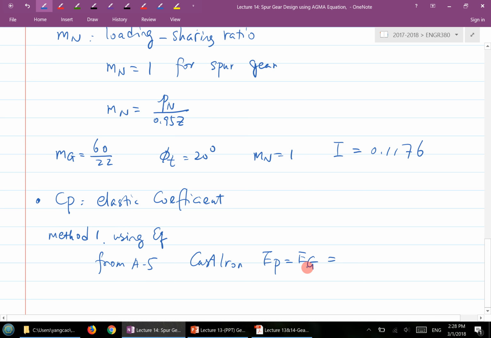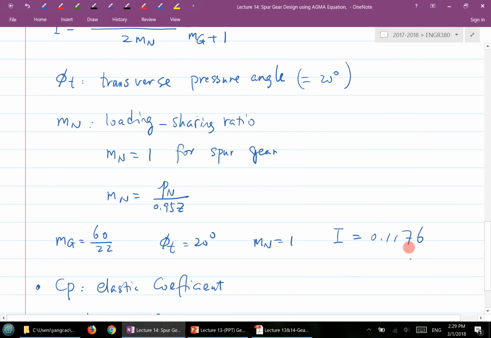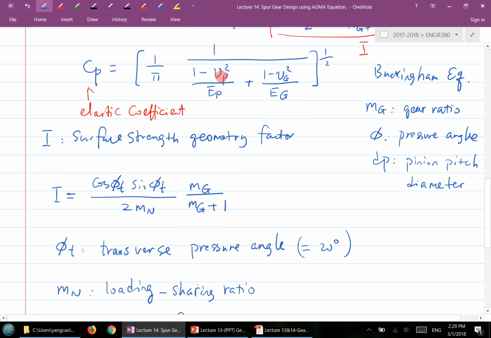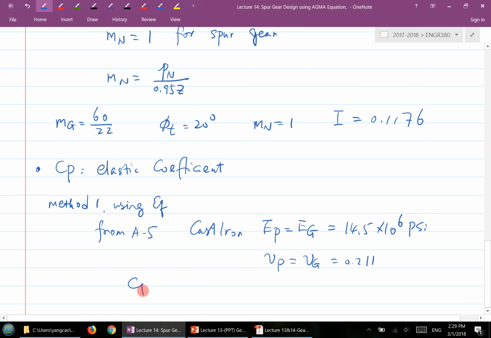So the Young's modulus will be the same, which is 14.5 times 10 to the power 6 psi. And also the Poisson's ratio can be found to be 0.211. Then substitute those values into the elastic coefficient formula, and you can calculate CP, which is 1544. The unit is square root psi. So this is from the formula.